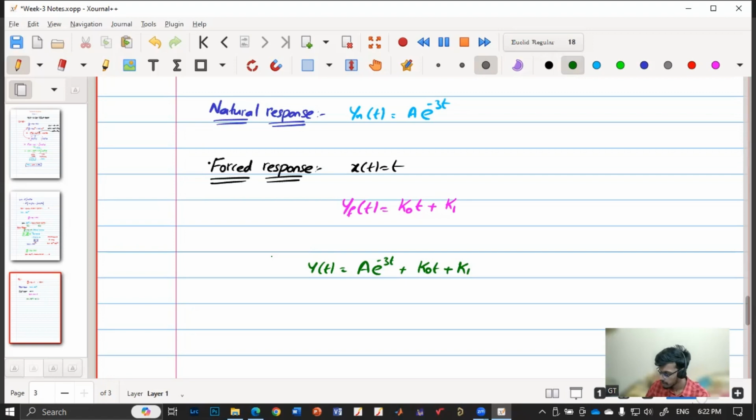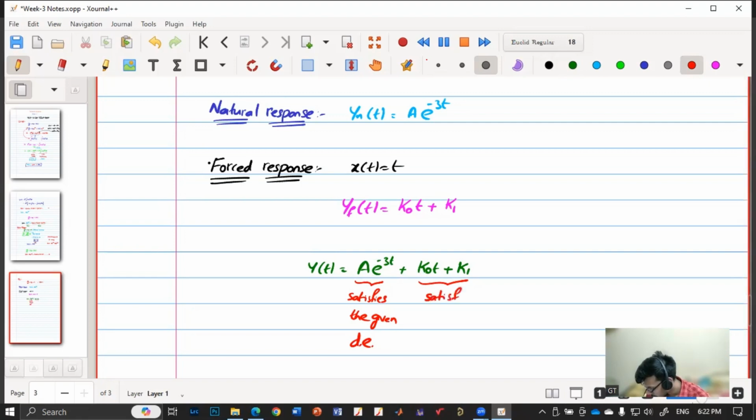One thing we need to keep in mind is this individually and this individually satisfies the given differential equation. So what I mean to say is if you put y of t is equals to a into e to the power minus 3t in the given equation, then LHS should match with the RHS. Similarly, if you put only the forced response in the given differential equation, then it should also satisfy the given differential equation. So if you have any doubt, we'll just check whether it is matching or not.